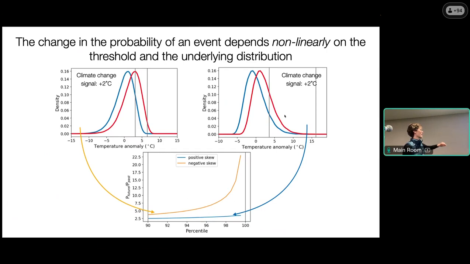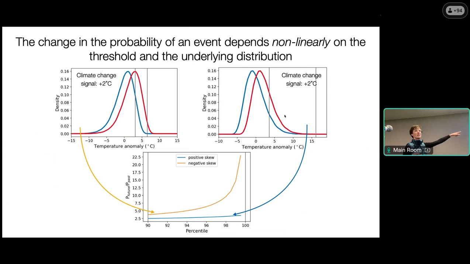This is a case where I've taken a negatively skewed distribution and again just shifted it towards warmer temperatures. On the x-axis is the percentile at which you've defined your extreme: on the left-hand side it exceeds the 90th percentile, on the right-hand side the 99th percentile. And on the y-axis is that probability metric: how much more probable is this event in our future? You can see this is a strongly non-linear function, meaning the number you're calling out depends directly on what threshold you chose, which is kind of arbitrary. And this is pernicious for a second reason. I've compared that orange one, a negatively skewed distribution, with, on the right, a positively skewed distribution.